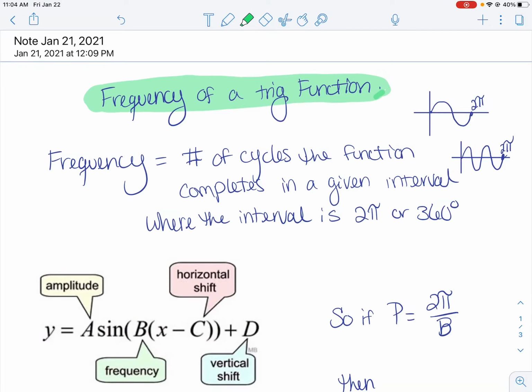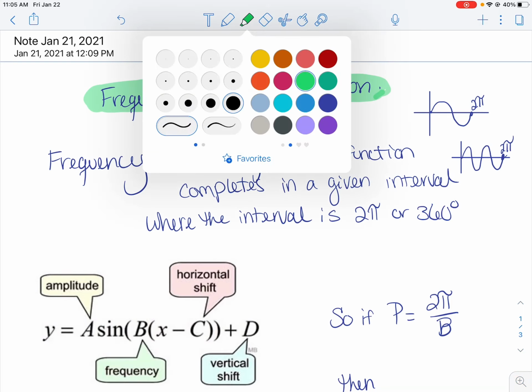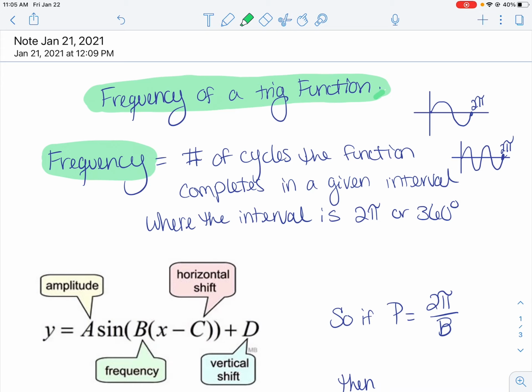Hey trig class, I'm just making you a quick little video to start your first activity, and this is about frequency of a trig function. We haven't used this word a lot yet, but it is something you're already familiar with. The frequency is really the number of cycles your function completes in a given interval. The interval we've been focused on is 2 pi or 360 degrees.